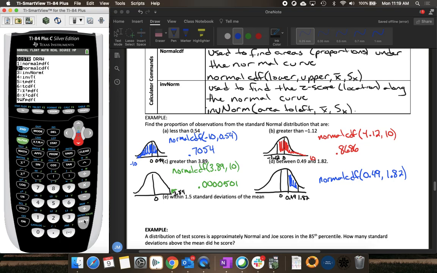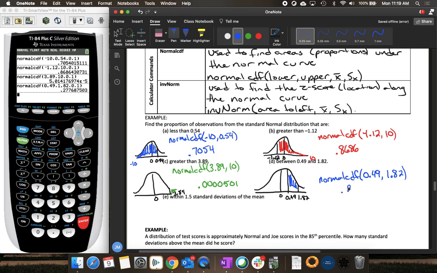So again, second vars to the distributions menu, we'll choose normal CDF. This time we'll have to type in both a lower and an upper, so lower is 0.49, upper is 1.82. Again, mean and standard deviation leave the same. And it looks like the area in between those two values is 0.2777 to the nearest fourth decimal place.